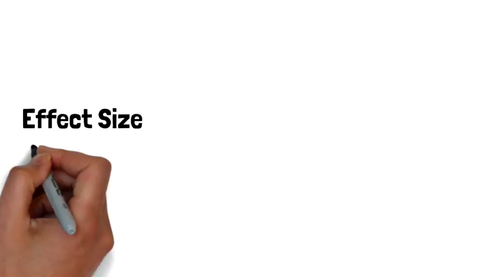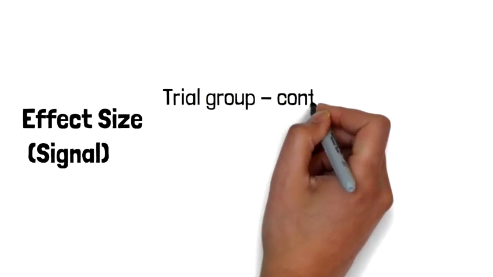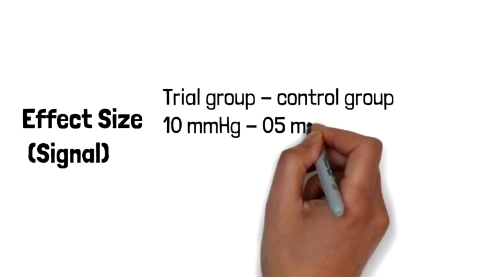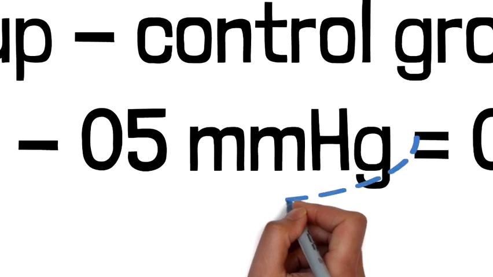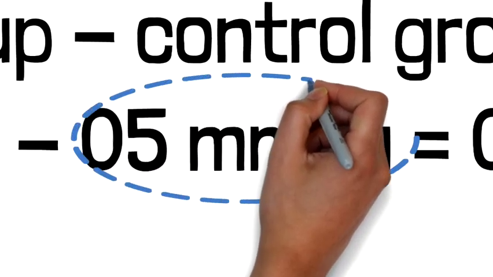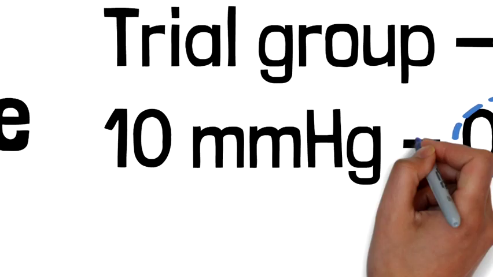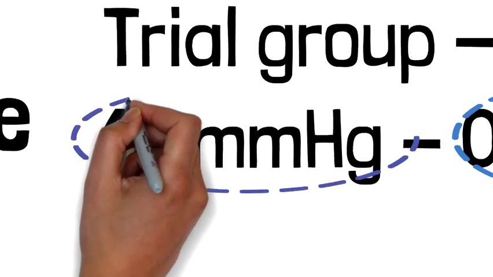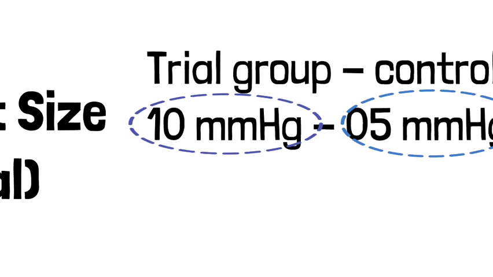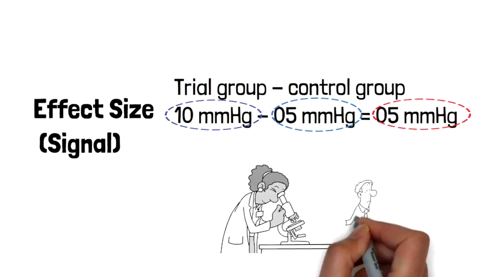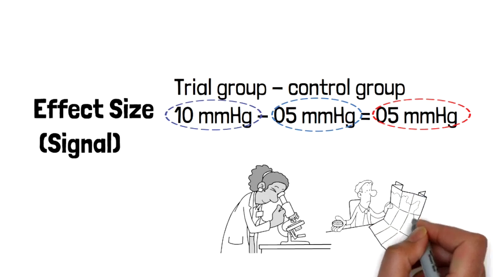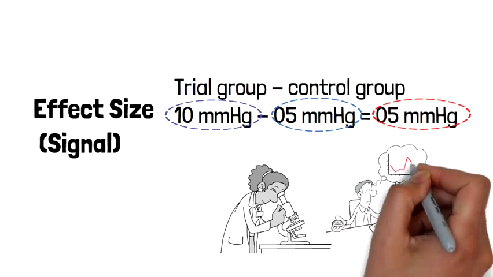In statistics, effect size or signal is the difference between the value of the variable in the trial group and that in the control group. For example, if the drop in blood pressure in the control group is 5 mm of mercury and in the trial group it is 10 mm of mercury, then the absolute effect size will be 5 mm of mercury. Effect size is usually of clinical or scientific interest or public health importance. It could be small or large.